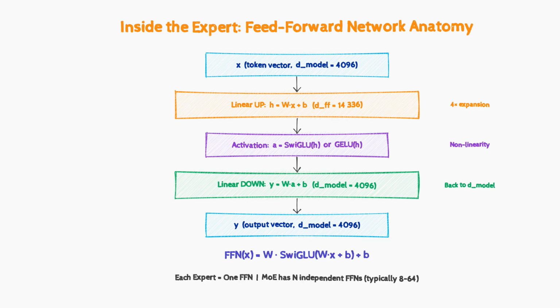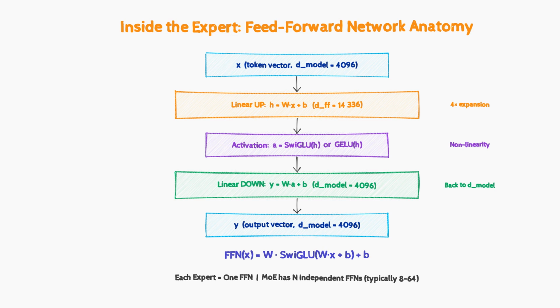The FFN takes an input vector x, the token representation, of dimension d_model. It first projects up into a higher dimensional hidden space of size d_ff, typically 4 times d_model. This projection is a learned weight matrix W1, plus a bias b1, followed by a nonlinear activation function. Modern transformers usually use SwiGLU or GLU, both smoother than the old ReLU. Then it projects back down to d_model dimension with weight matrix W2 and bias b2. That's it. Two linear projections with a nonlinearity between them.